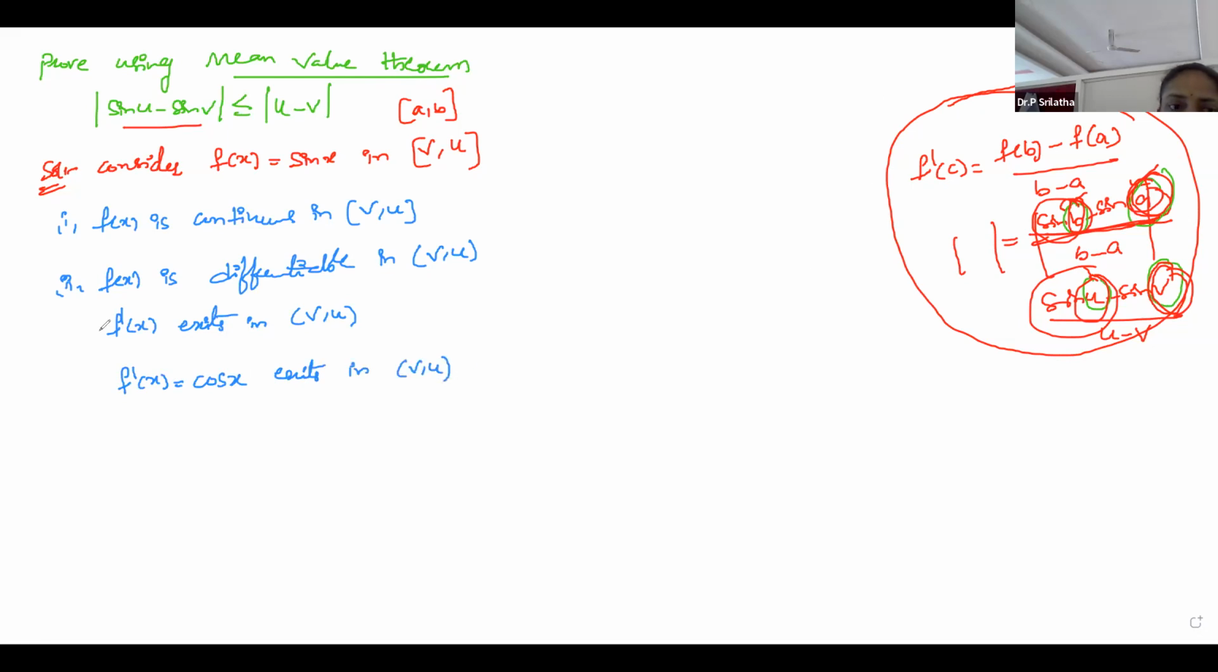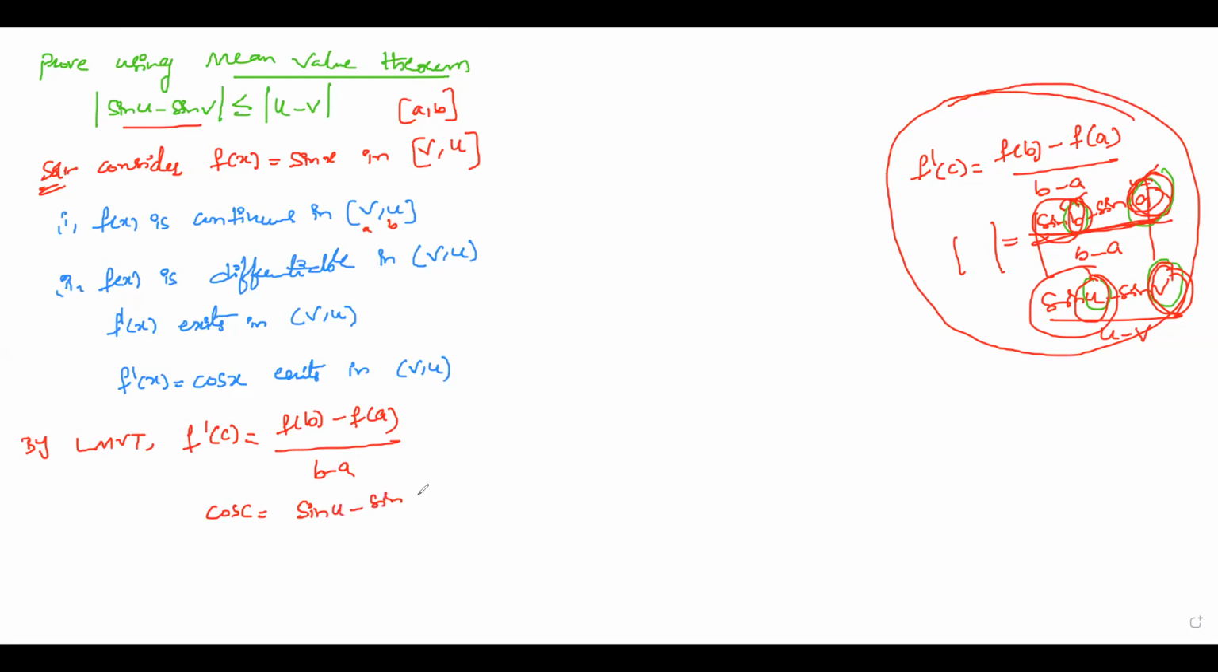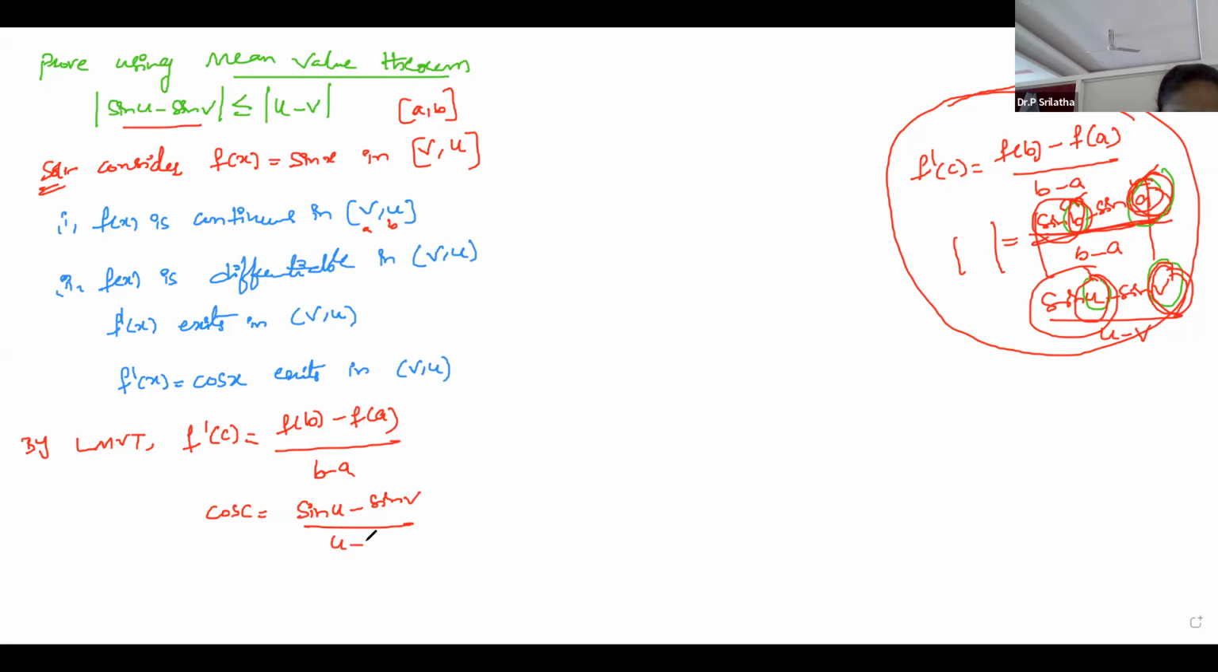Okay, so now by Lagrange's mean value theorem, what is the formula? F dash of c equal to f of b minus f of a divided by b minus a. So what is f dash of c? That is cos c equal to f of b. F of b means sin b. So this is a and this is b. So this is sin u minus sin v divided by u minus v.